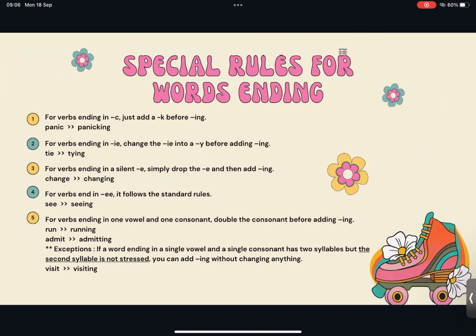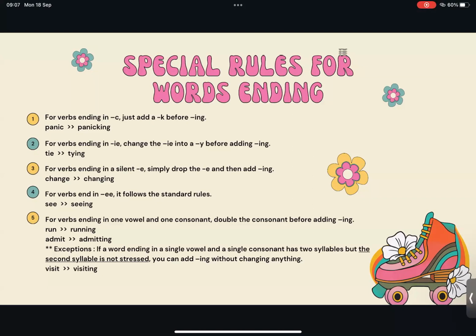However, there are some special rules for words ending in C, IE, or silent E, as well as for words ending in one vowel and one consonant. So let's take a look at the examples. Number 1, for verbs ending in C, just add a K before -ing, like the word panic becomes panicking. Second, for verbs ending in IE, change the IE into a Y before adding -ing, like the word tie becomes tying. Third, for verbs ending in silent E, simply drop the E and then add -ing, for the word change to become changing.